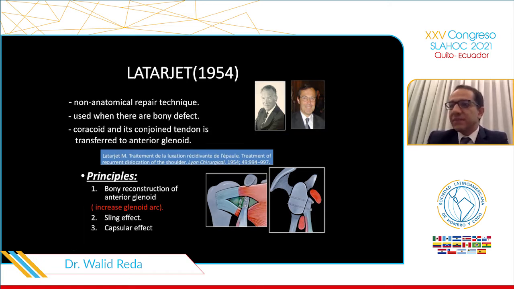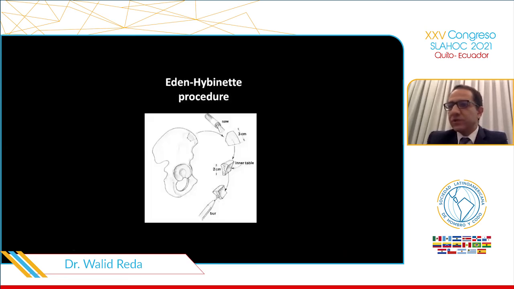Number 2, the sling effect by lowering the inferior fiber of the subscapularis, which acts as a check rein against anterior-inferior translation of the humeral head. And number 3, capsular effect by suturing the coracoacromial ligament to the anterior capsule, reinforcing it.